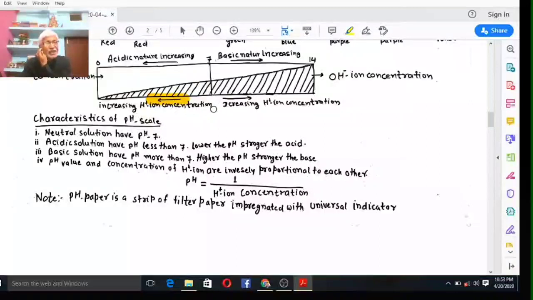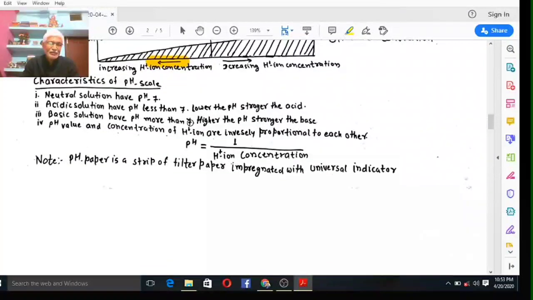This is the pH scale, which will be helpful for us to measure the strength of a substance, whether it is acidic or basic, and what its color is. Now we should know about the characteristics of the pH scale.